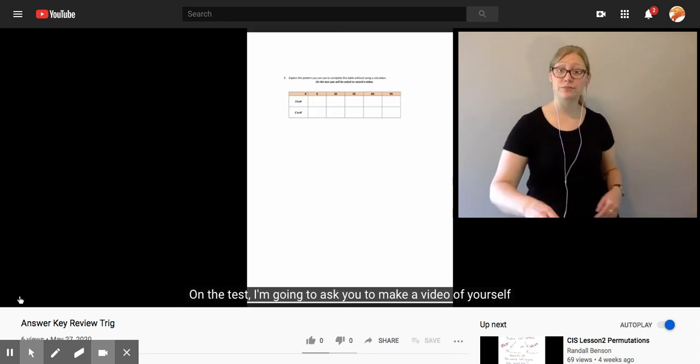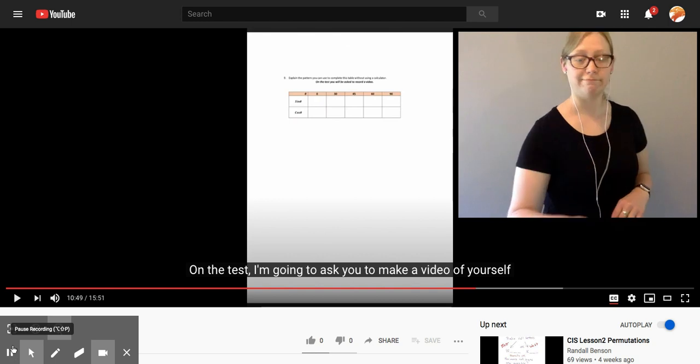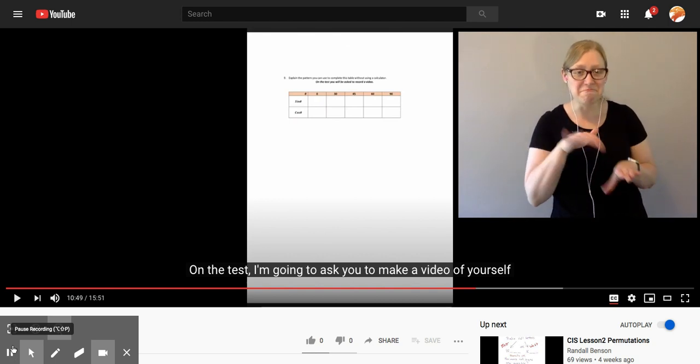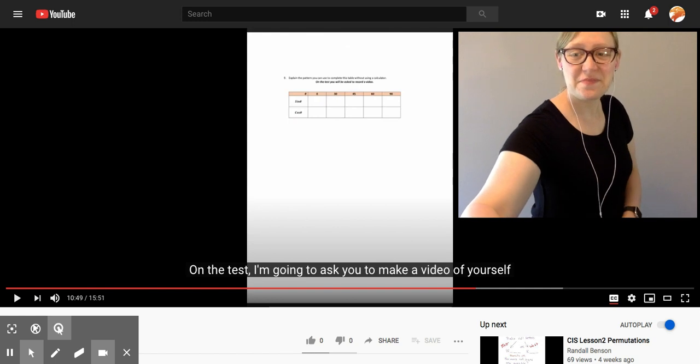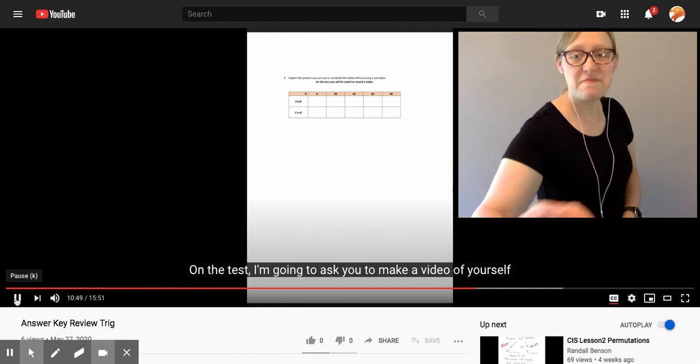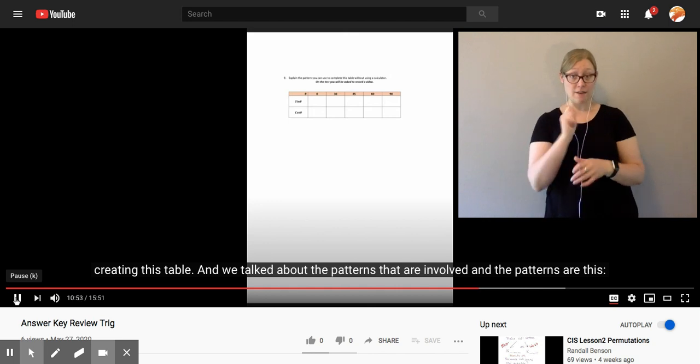On the test, I'm going to ask you to make a video of yourself creating this table, and we talked about the patterns that are involved, and the patterns are this.